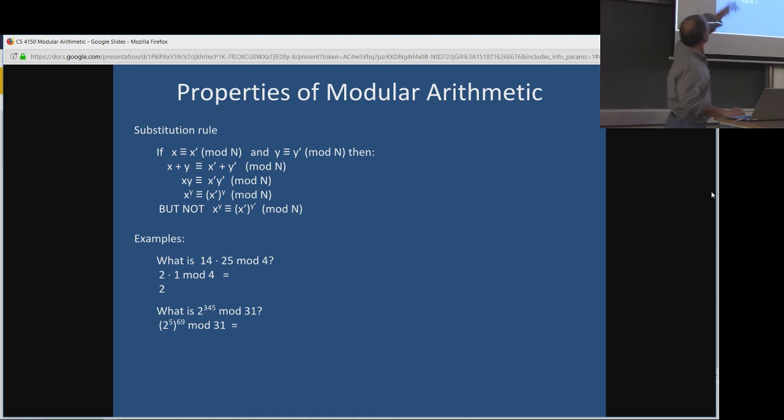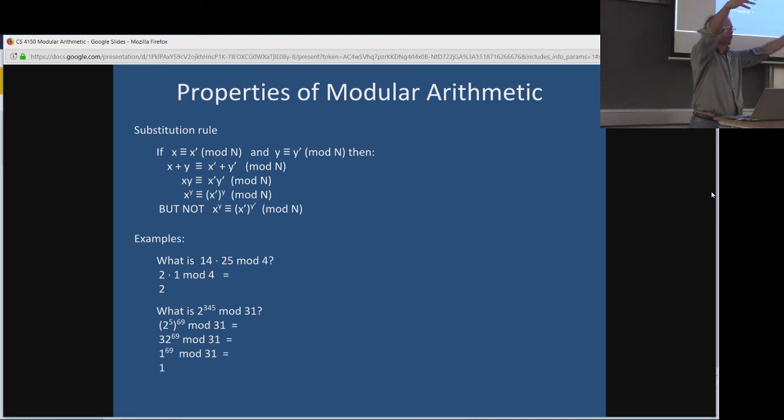Okay? This third rule up here says that I can replace what's in here with anything that's equivalent to that, mod 31. Right? I can't do that trick with the exponent, but I can do the trick with the base. Well, what's 2 to the 5th mod 31? Right, so replace equivalence with equivalence. I get 1 to the 69th mod 31. We can do that in our head. It's just 1.